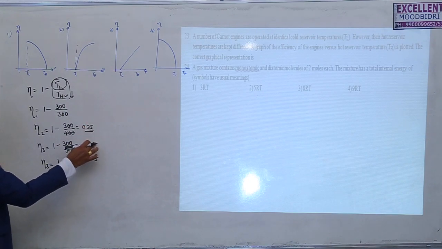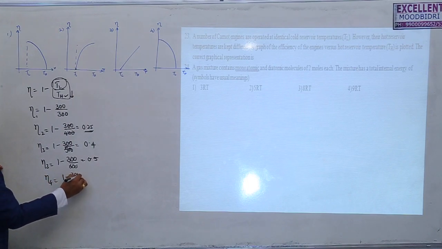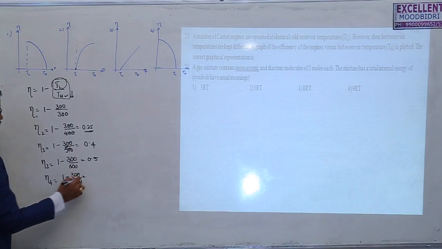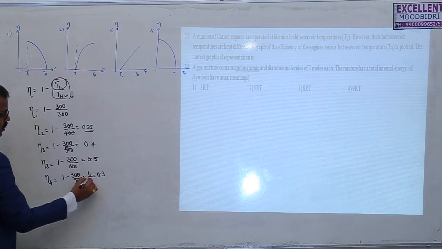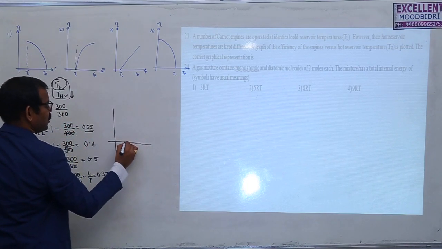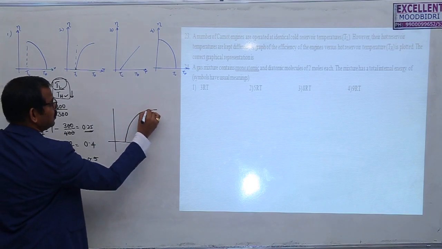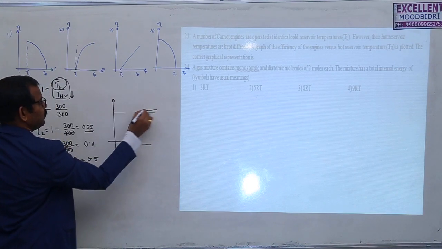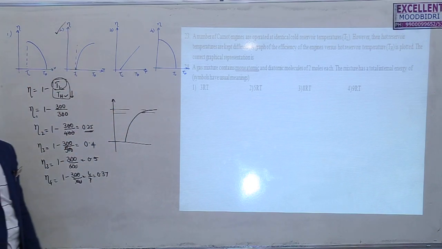So here the increase is more and then less, and then it will become very, very less here when compared to 300 by 700. This is 1 minus 3 by 7, that is 4 by 7. So as this gap is reducing, if you draw the graph between these two, initially it will increase, and then this increase will be very, very small. Efficiency increase will be very, very small here. So the corresponding correct answer is option 2.